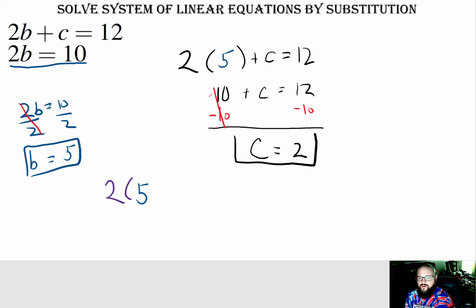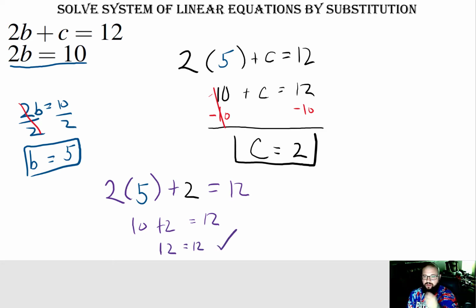and then we add our c value, which is 2, and that should equal 12. Well, 2 times 5 gives us 10, plus 2 equals 12. I'm sure you can see 12 equals 12, so we know we got the right answers and they worked out. It's always best to go back, especially if you're questioning yourself, plug them back in the equation and check to make sure it works, because if you got the right values, it's going to work.